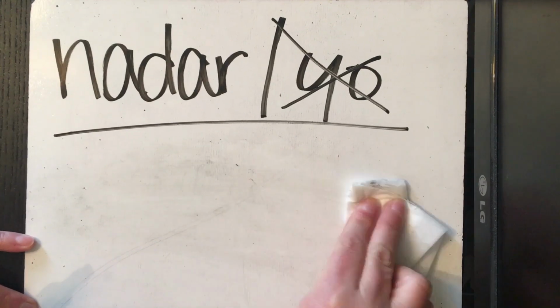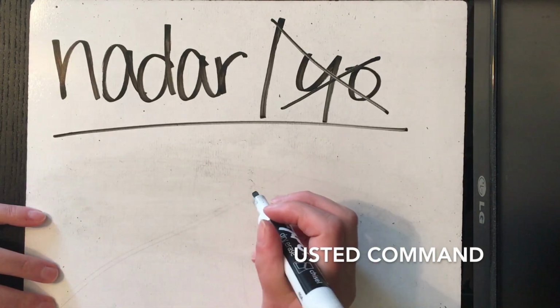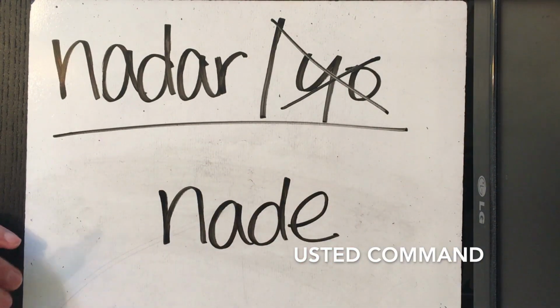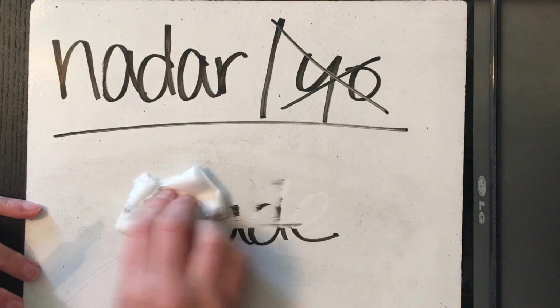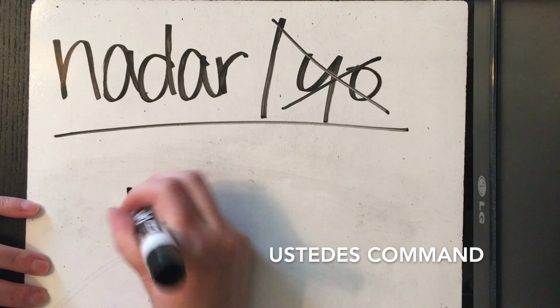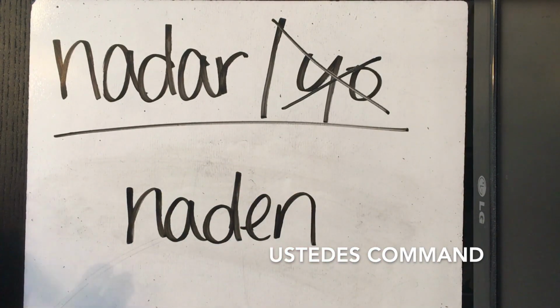Usted commands are very similar to tú commands. Go to yo, drop the o, add the opposite ending. And for usted, that ending is an e. Nade, that would be like you telling me, Miss Beatty, swim. And ustedes command is almost exactly the same. Go to yo, drop the o, add the opposite ending. Here, that would be naden.